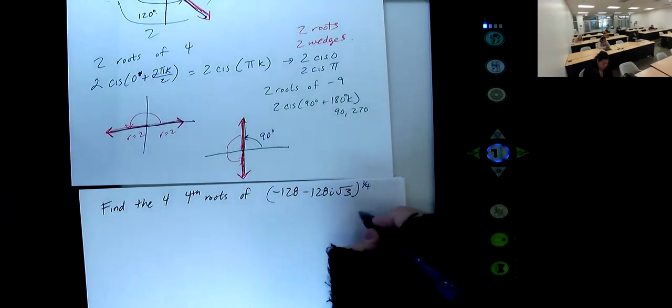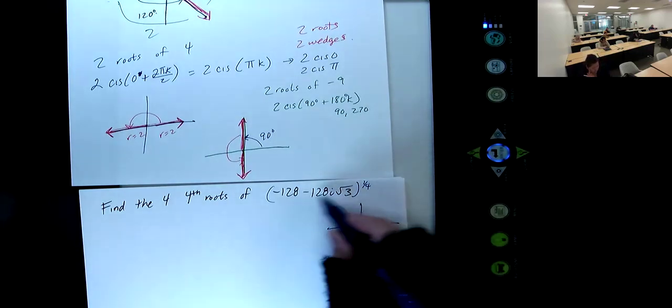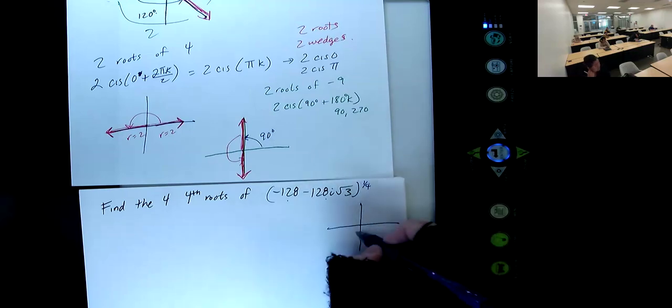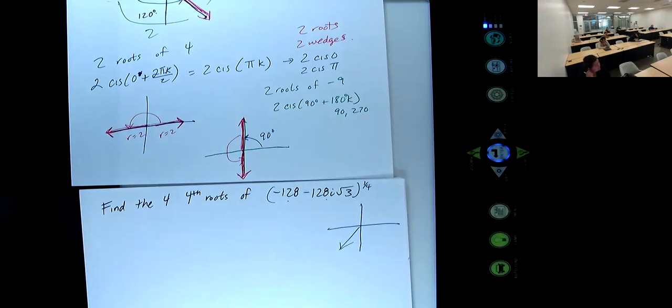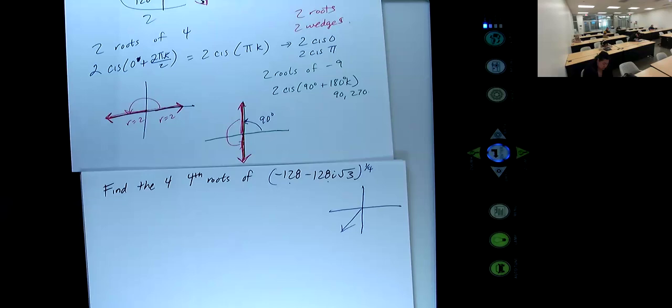So we are gonna find the four fourth roots of negative 128 minus 128 i root 3. So we're basically looking at putting that to the 1/4. Now, what quadrant graphically is that in? That's X, that's Y, they're both negative, we're somewhere down here. So we're in quadrant 3. I don't know if I have the right angle, I just drew it in quadrant 3.